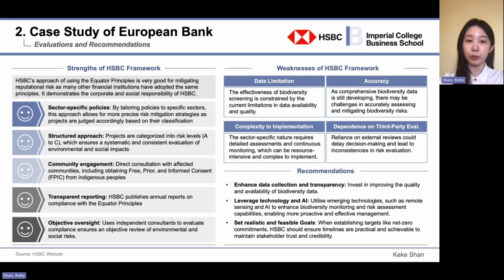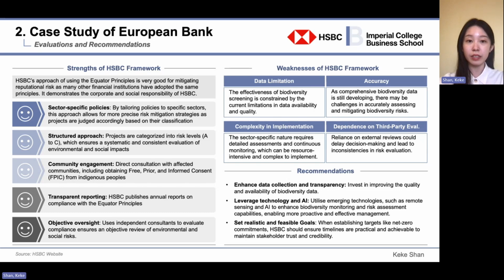Despite these strengths, there are notable weaknesses. Data limitations hinder effective biodiversity screening, as available and quality data are challenging to collect. Given the evolving nature of biodiversity data, accuracy issues further complicate risk assessment. Complex implementation is another drawback, as it requires extensive monitoring and resource-intensive evaluations. Lastly, dependence on third-party evaluation can slow decision-making and introduce inconsistency in risk assessment.